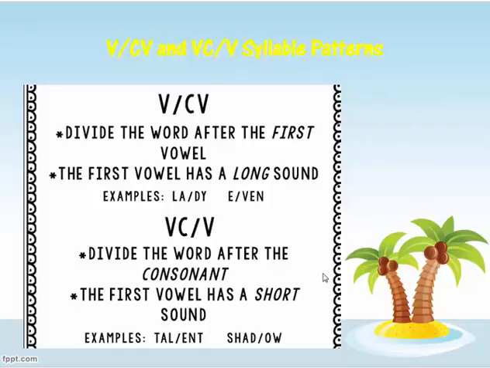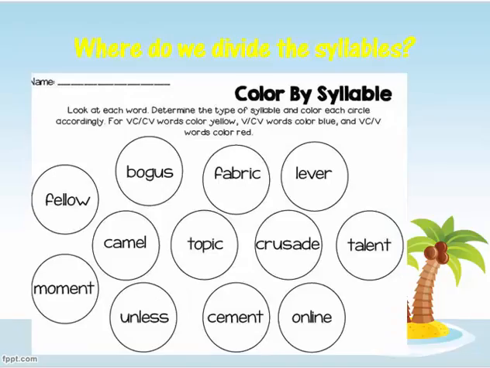Remember that if you find that vowel, consonant, vowel pattern when you're reading, you divide the word after the first vowel if it's a long sound you hear. You will divide it after the consonant if you hear a short sound. We have some different words here that have those VCCV patterns and those VCV and VCV patterns. Stay tuned for some of those questions coming your way.